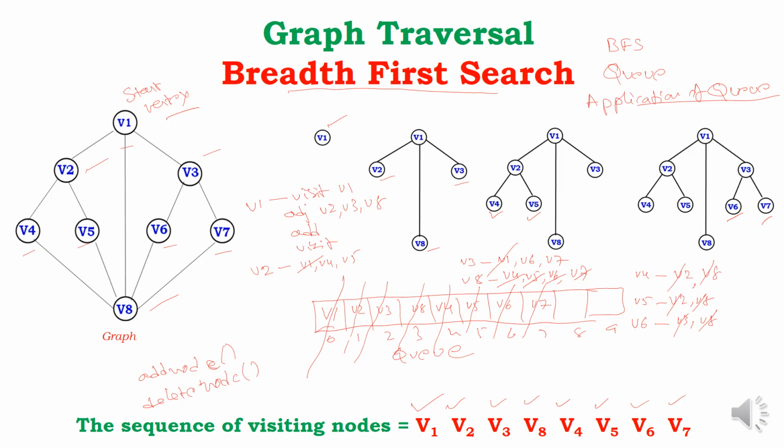Delete one more node, V7. Find adjacent vertices V3, V8. Are they unvisited? No, they are visited. So is the queue empty? Yes, it is empty. As long as the queue is not empty, the process is repeated. Now the queue became empty.